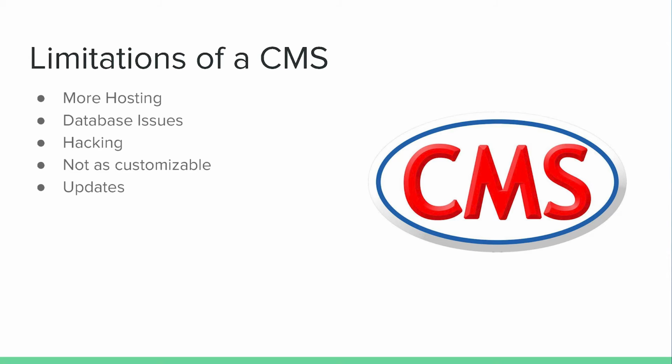Now, there are some limitations. Your hosting goes up in cost because you have to have a more complicated server. You have database issues. Sometimes content management systems have problems. They have upgrades, and those go wrong. Hacking is a big one. WordPress, again, the number one content management system used for websites, is also the number one most hacked. So you have a lot of extra security things you need to worry about.